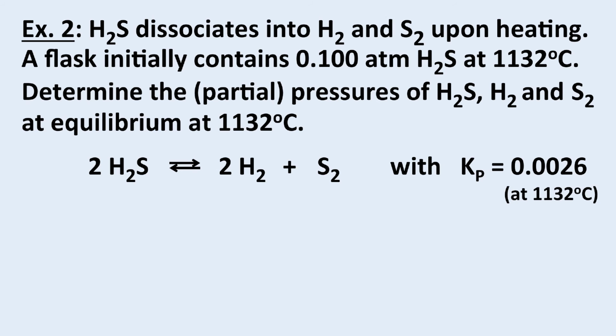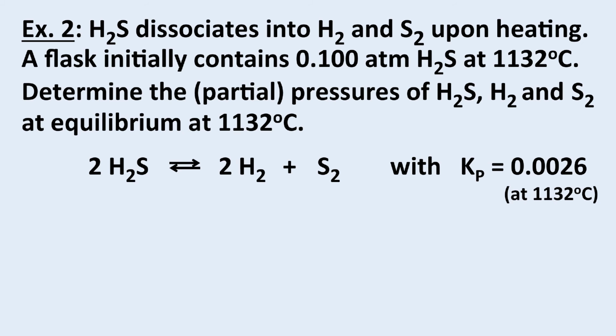Now, the second problem is the dissociation of hydrogen sulfide into its elements, hydrogen and sulfur, when it's heated. And we are now dealing with pressures. We have a known initial pressure of H2S, and we are to determine the partial pressures of H2S, H2, and S2, all of the species involved in the equilibrium, at 1132 degrees Celsius. And note, in this case, we are given an equilibrium constant value. K sub P is 0.0026 at the temperature we are dealing with.